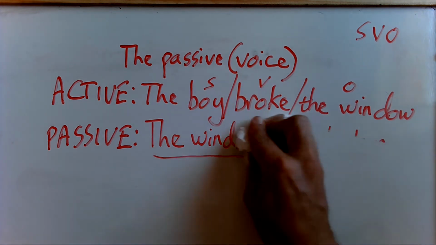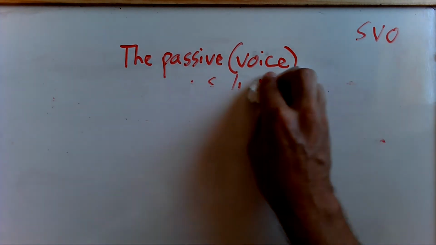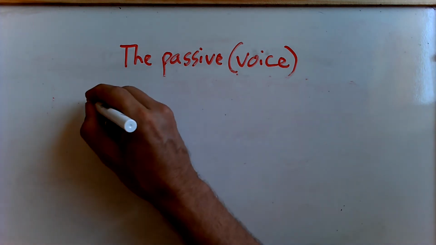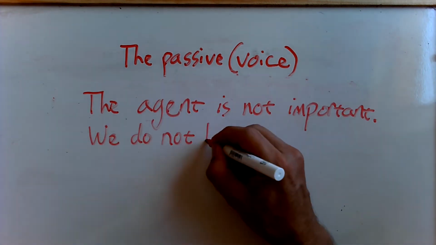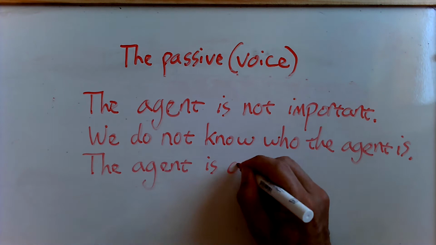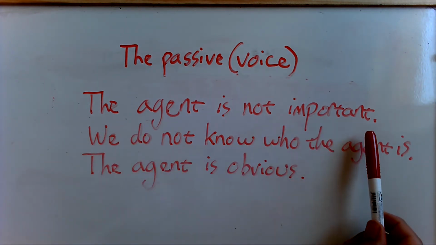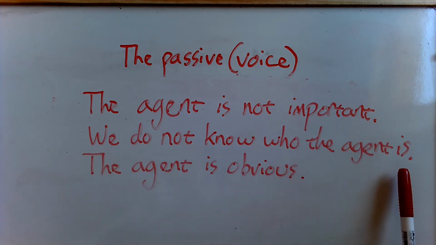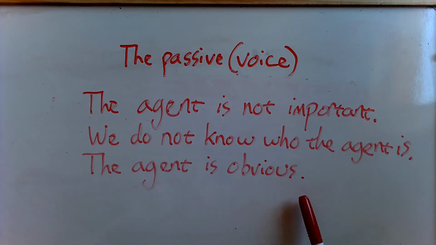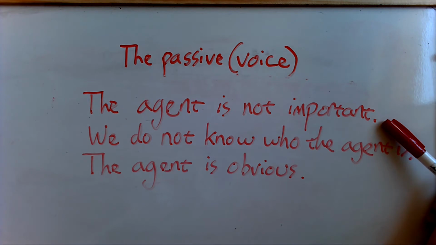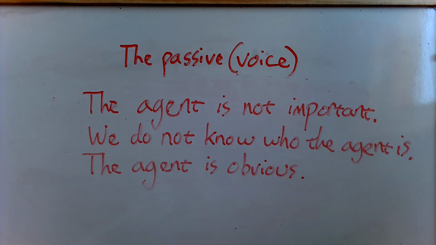So why do we use the passive voice? We use the passive voice when the agent is not important, when we do not know who the agent is, or when the agent is obvious. So if the agent is not important, in the case of the boy broke the window, the window was broken by the boy.